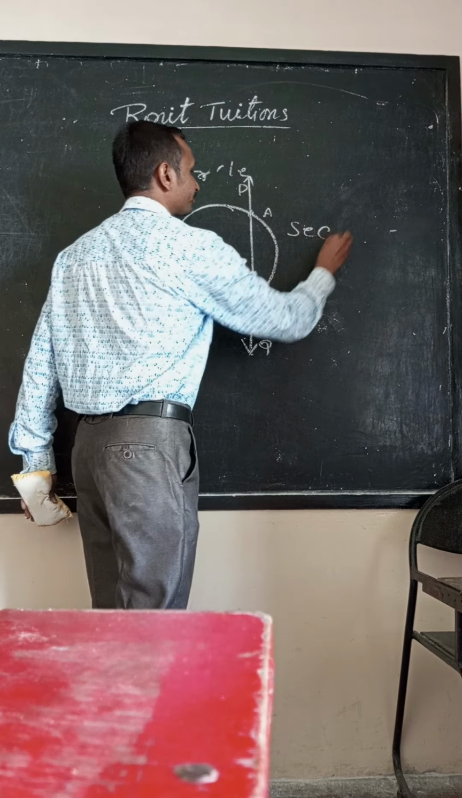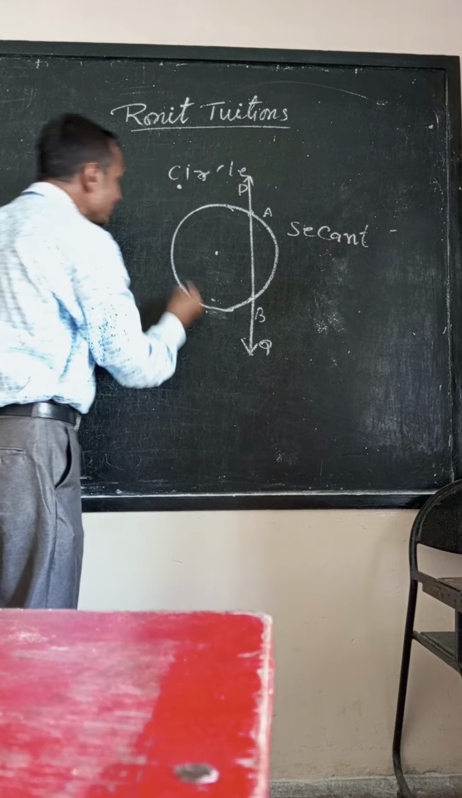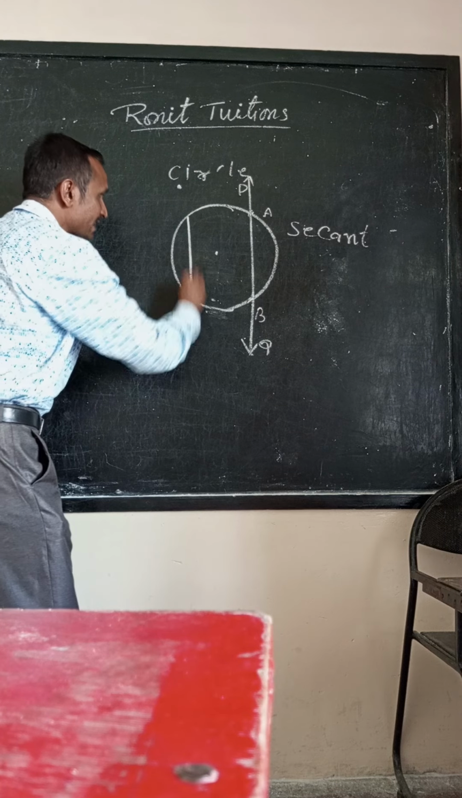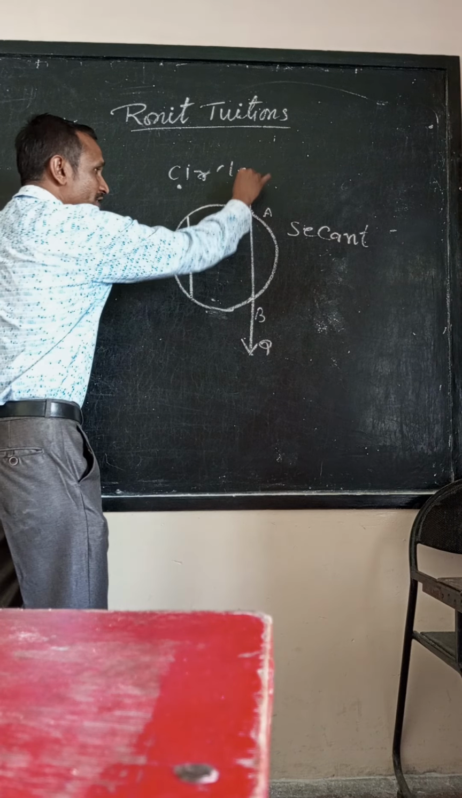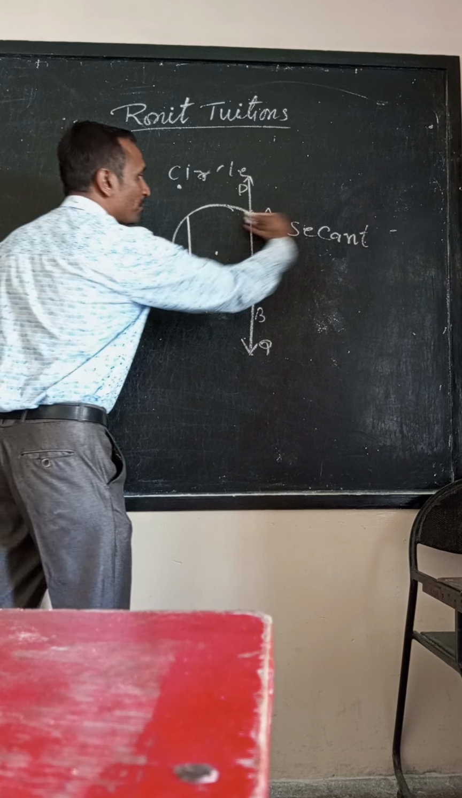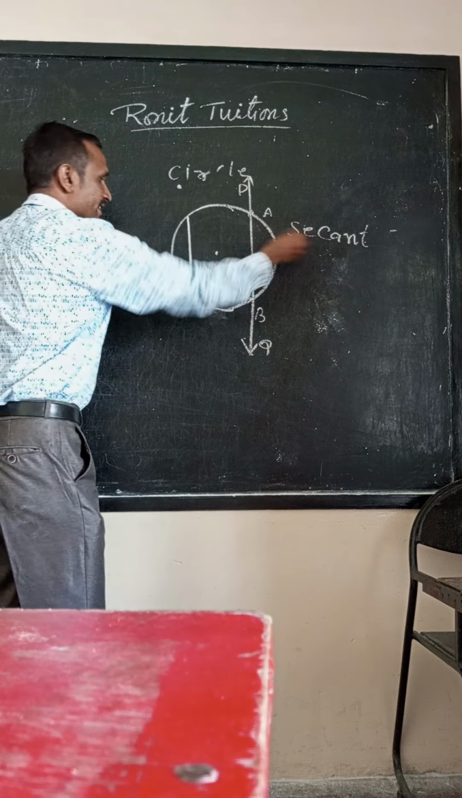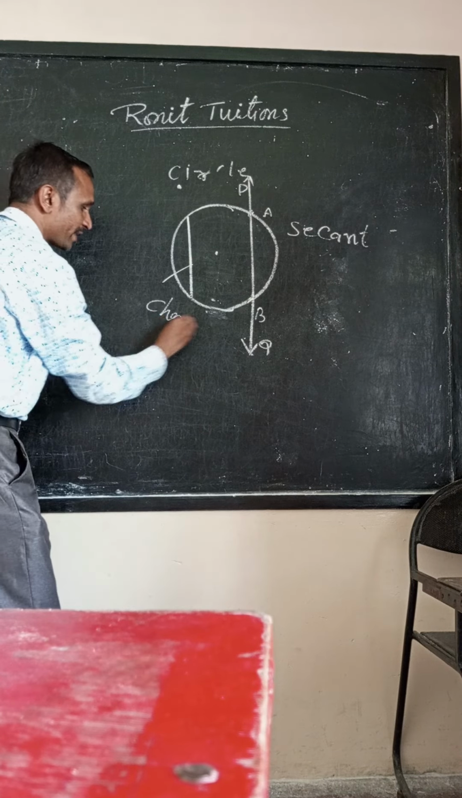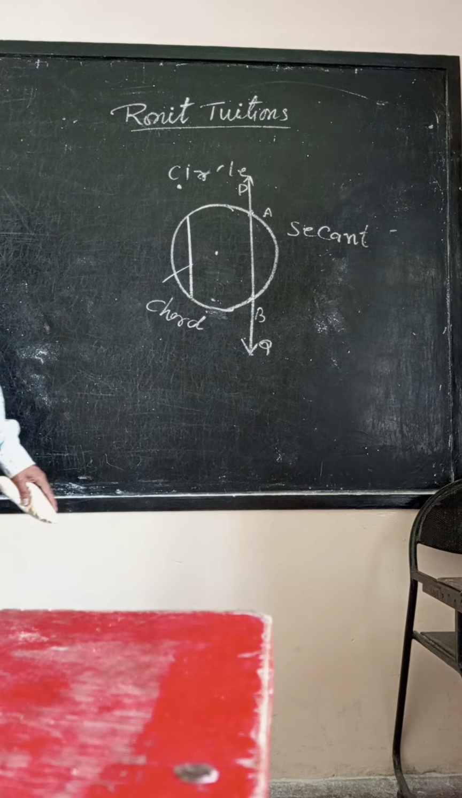A chord means this one, inside, not going through and through. The secant is going through and through, it is only making the circle into separate parts. So this is called the secant and this is called the chord. This is the difference between the chord and the secant.